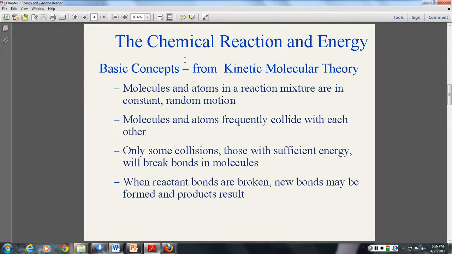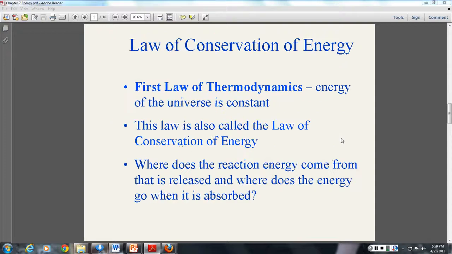Okay. Let's just review a few of the rules of the kinetic molecular theory just really quickly. All right. Molecules and atoms in a reaction mixture are in constant random motion. Molecules and atoms frequently collide with one another. Only some collisions, those with sufficient energy, will break bonds in molecules, and when reactant bonds are broken, new bonds may be formed and products result. Okay, so the law of conservation of energy is the first law of thermodynamics. It basically says that energy of the universe is constant.